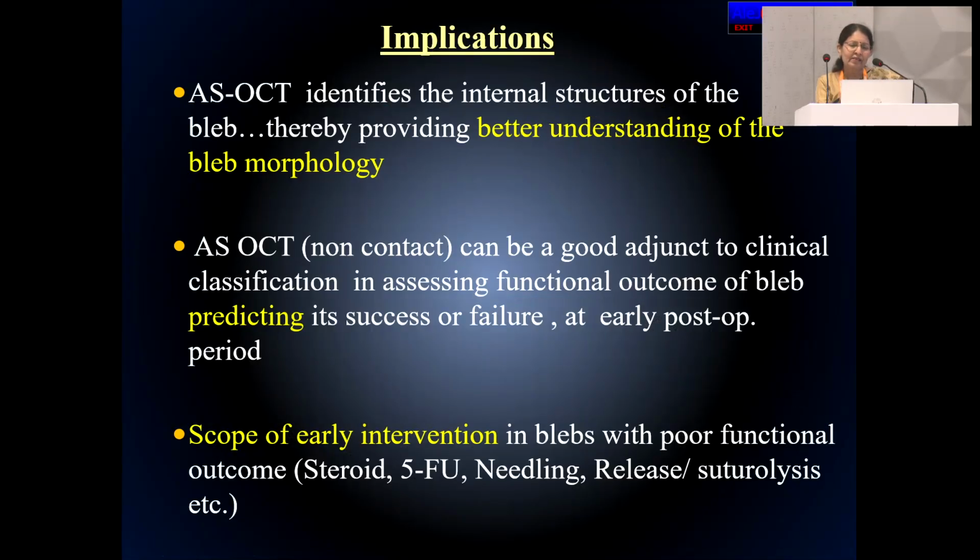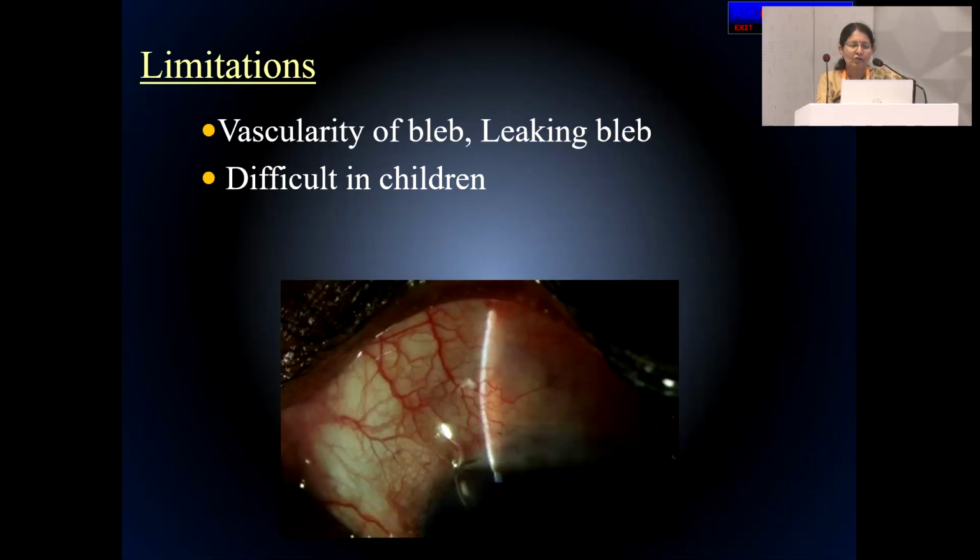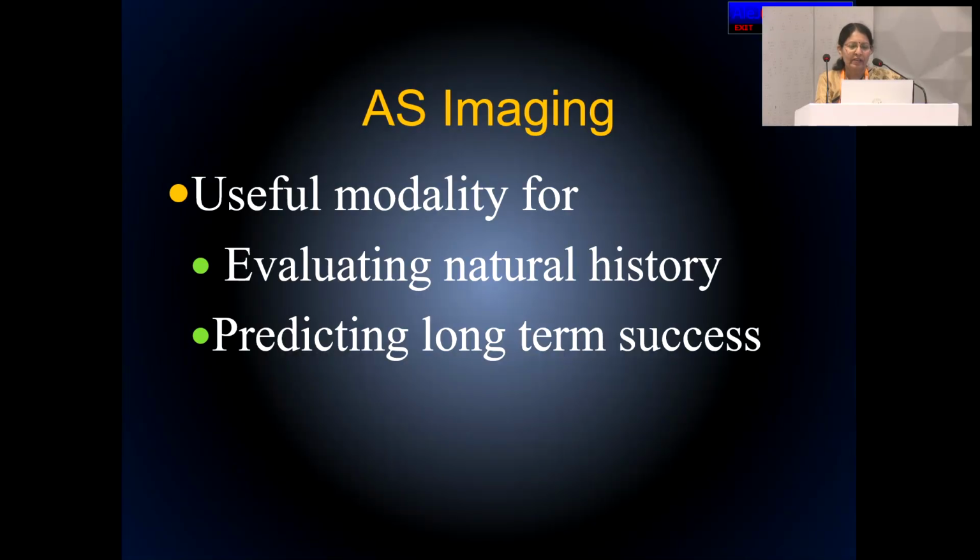So the implication is, for better understanding of the bleb morphology, you can predict the failure or success in the early postoperative period. So you can use early intervention in the form of enhancement of steroid, 5-FU or MMC injection, needling, and release of the suture. The limitations: vascularity of the bleb and leaking cannot be identified using this technology, and it is difficult in children. So it is a useful modality for evaluating the natural history of any implant that you are using or predicting long-term success. Thank you.